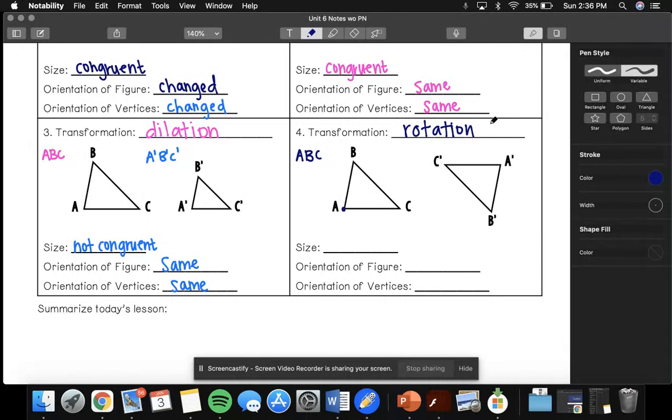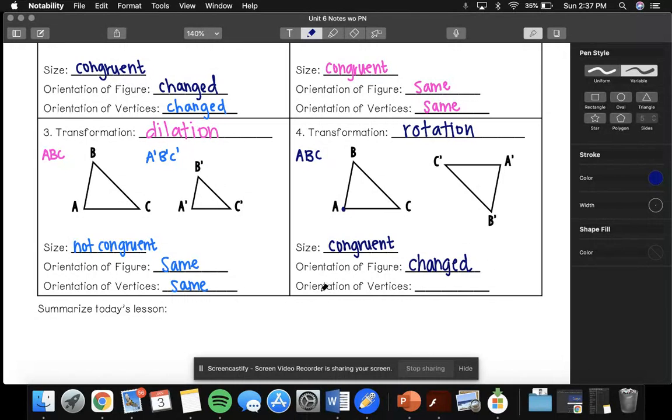Again, we have to ask ourselves these last three things. Size: is it congruent? Is it the same shape? Yep. Is it the same size? Yep. So this is congruent. Orientation of the figure: is the figure facing the same way? If I look at A, it's down in the bottom left, and we transformed it, and now A prime is in the top right. So it is not facing the same way. It has changed.